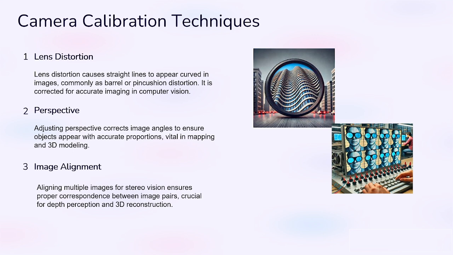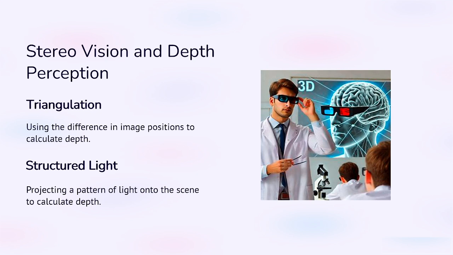Let's move to the next slide. This is stereo vision and depth perception. Here there are two types: triangulation and structured light. Now let's discuss stereo vision, a technique that allows cameras to perceive depth. Stereo vision mimics human binocular vision by using two cameras to capture slightly different images of the same scene. One method is triangulation, which calculates depth by comparing the position of an object in the two images. This technique is widely used in robotic navigation.